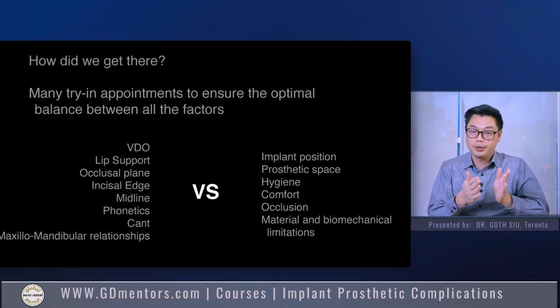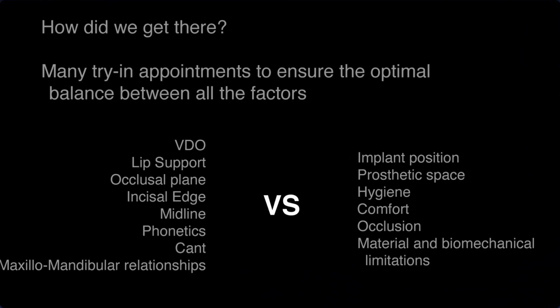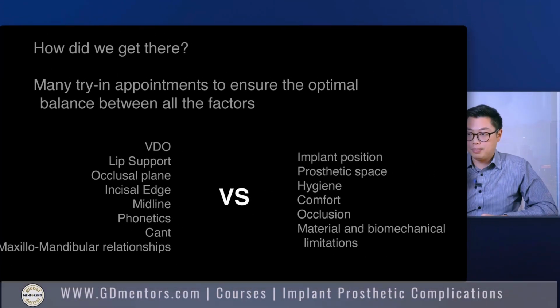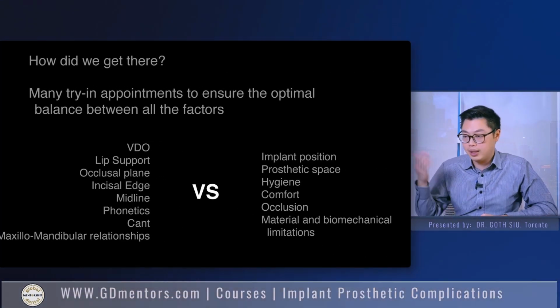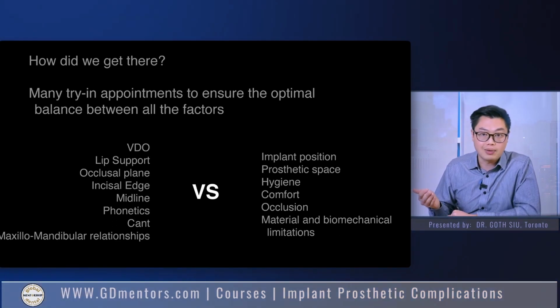On one side, we're trying to set the ideal vertical dimension, get the ideal lip support, good occlusal plane, good midline, good cants, no phonetic issues. But on the other side, you got to balance those factors with where the implants are, right? Based upon how much space you get, because you can't reshape the bone anymore. You can't get any more prosthetic space, right?